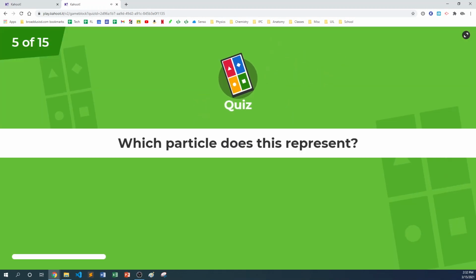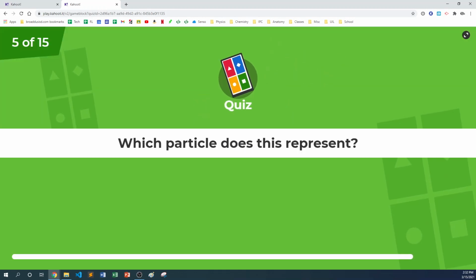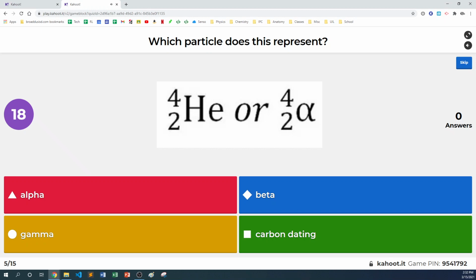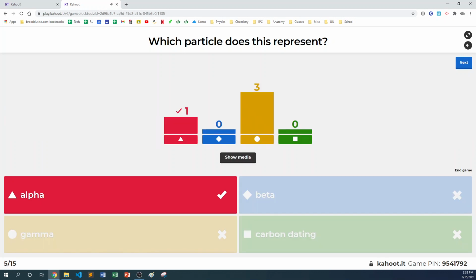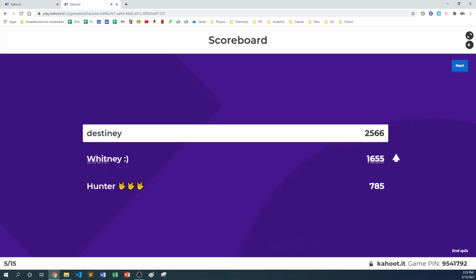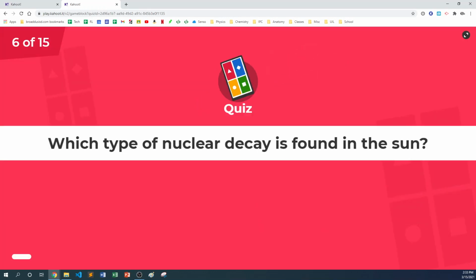Which particle does this represent? Big one. It's got to be this one in time. He even says it. It showed the Greek letter alpha. I don't know. Might drop. I'm gonna get thrown now.